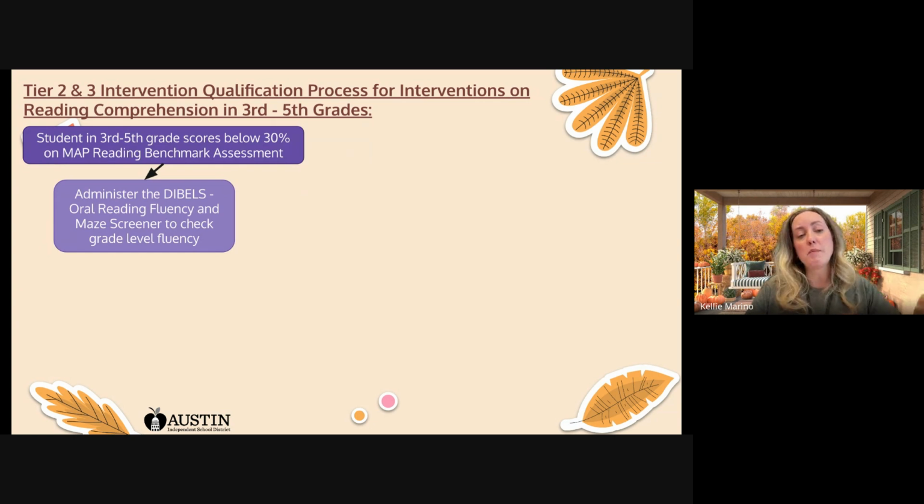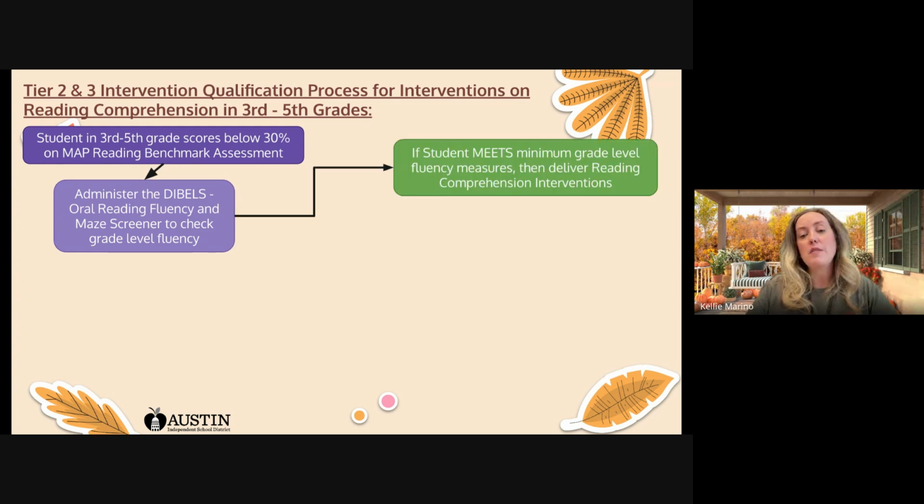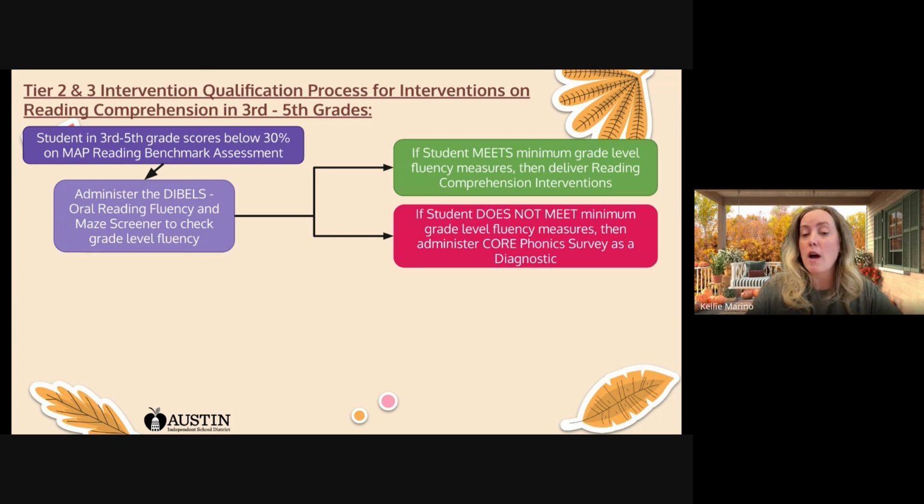And so I'm going to go back and administer the DIBELS oral reading fluency and Maze screeners to check for grade level fluency. This is my first step with 3rd through 5th grade students. If the student meets minimum grade level fluency measures, then we know that foundational skills are not an issue, and we can move forward with reading comprehension interventions. If, however, the student does not meet minimum grade level fluency measures, then we have to take another step to determine if foundational skills is the core problem.